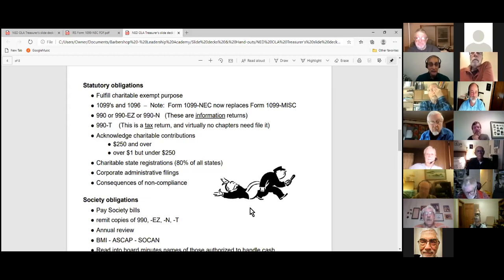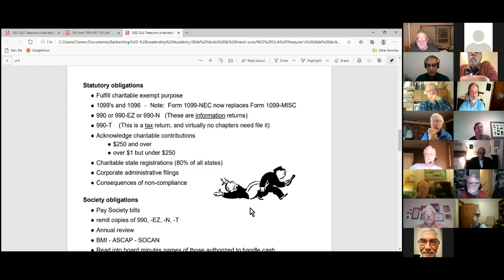If you have income that comes from other than your main exempt purpose activities, then you get revenue from that. That's taxable. There are a bunch of safe harbors that tell you when you don't have to file a 990T tax return. In the barbershop world with small chapters, if the work is done primarily by volunteers, you don't have to file a 990T. If you get less than $1,000 of revenue, you don't have to file a 990T.